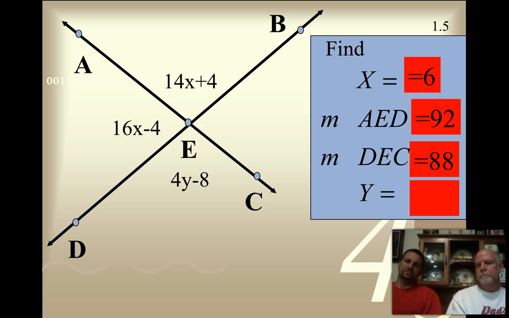And then how would we figure out y if we can't put an equation with x in there? Now that we know that DEC is 88, we're just going to go 4y minus 8 equals 88. So add 8 over, you get 96. Divide 96 by 4, and we get 24.